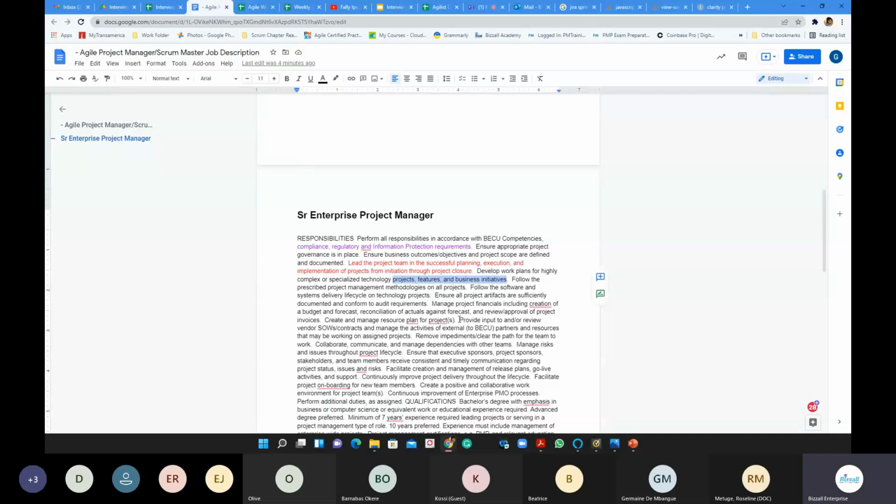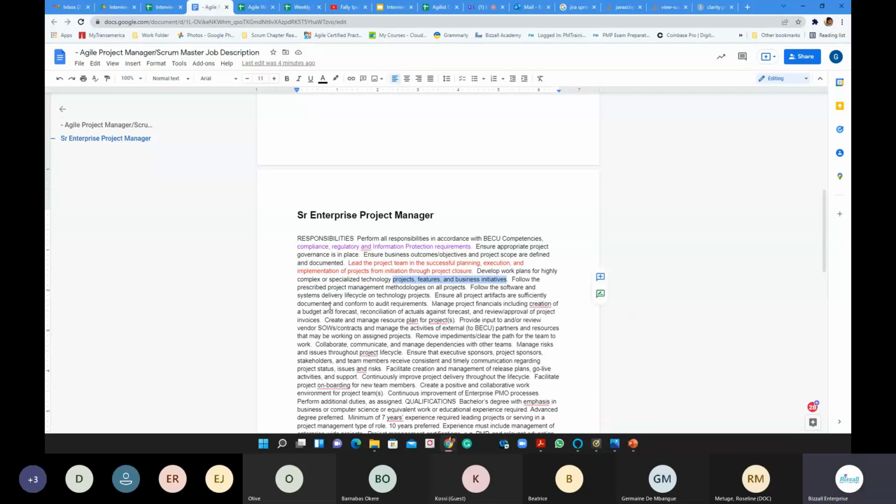Follow the software and system delivery life cycle on technology projects. You want to know the software development life cycle. You know, we do the planning, the design, the coding, the testing, deployment, monitoring, and come back again to planning. All that is in the book, in your course. Please read that.